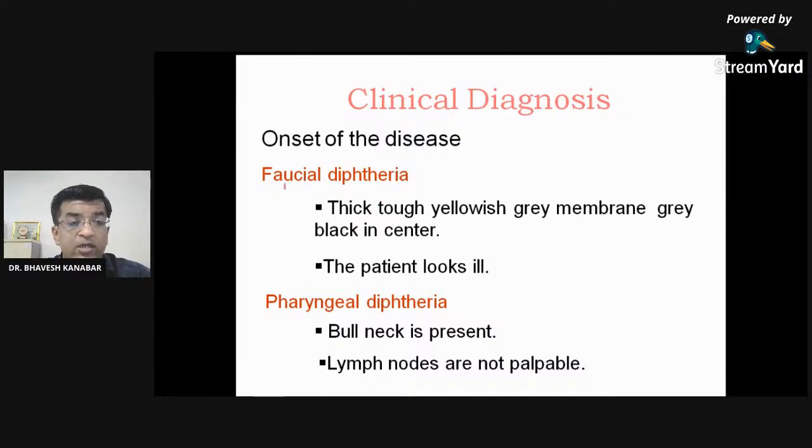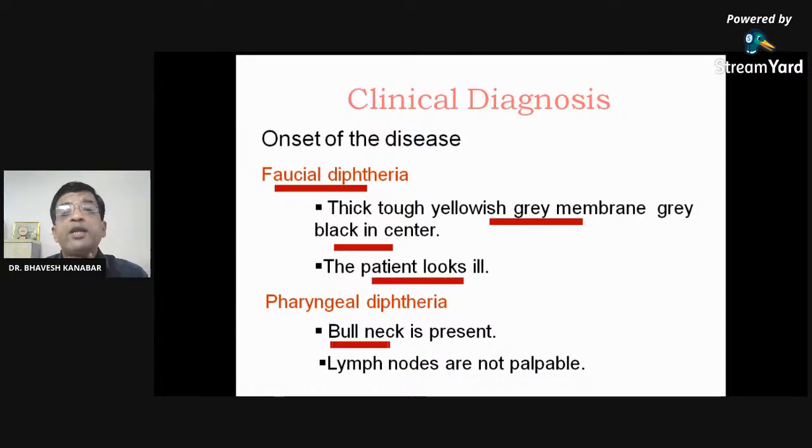So clinical diagnosis: in facial diphtheria, there is a thick yellowish membrane. We have already seen black in the center, and the patient looks ill. Pharyngeal diphtheria causes bull neck. Whenever pharyngeal diphtheria is there, the neck will be involved, and the bull neck is because of swelling in the pharyngeal region. Lymph nodes are not palpable.